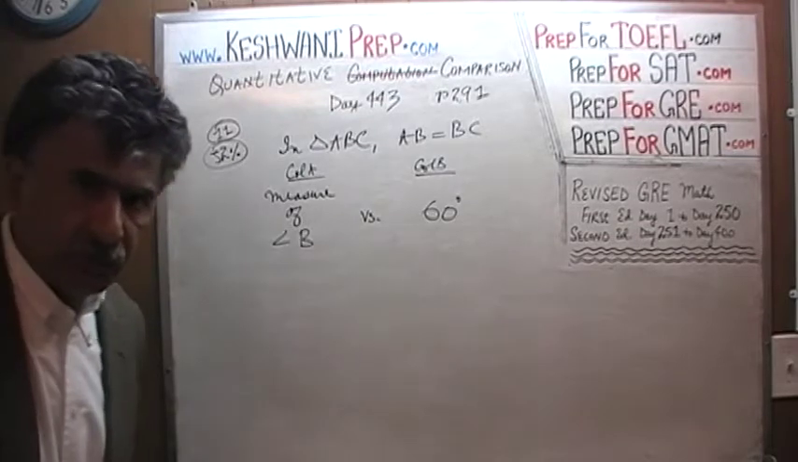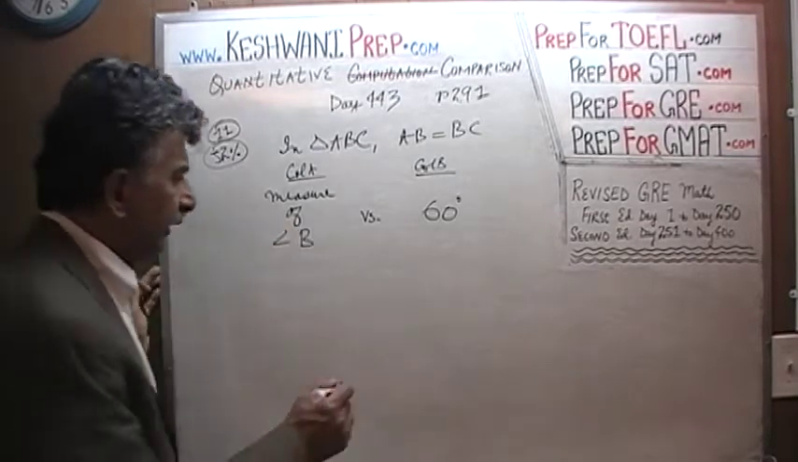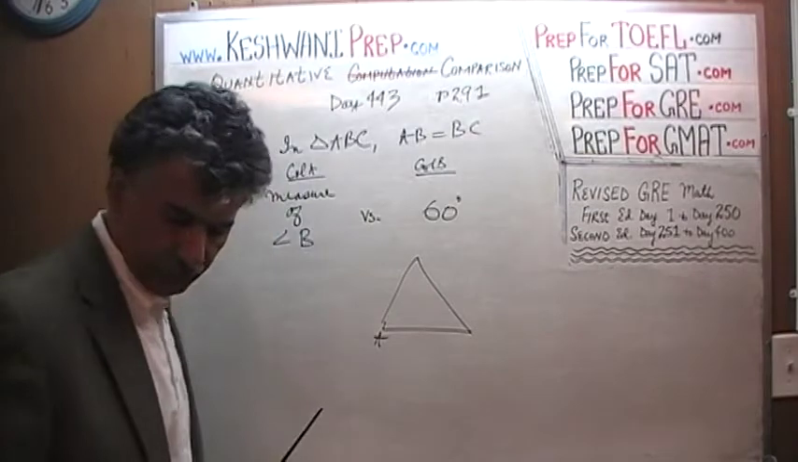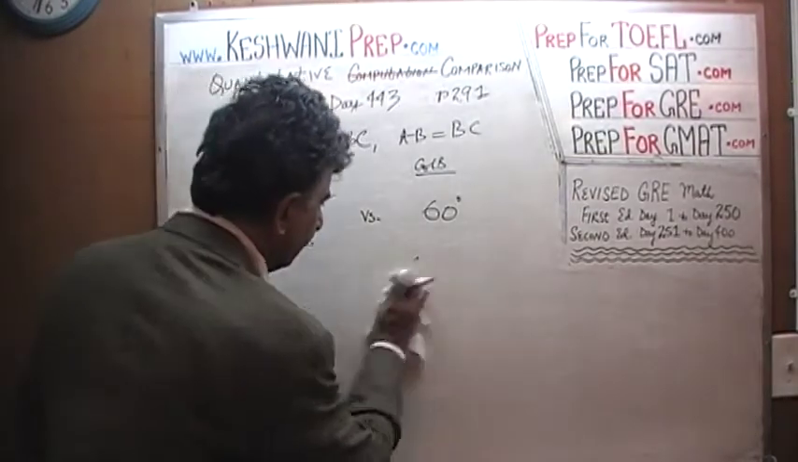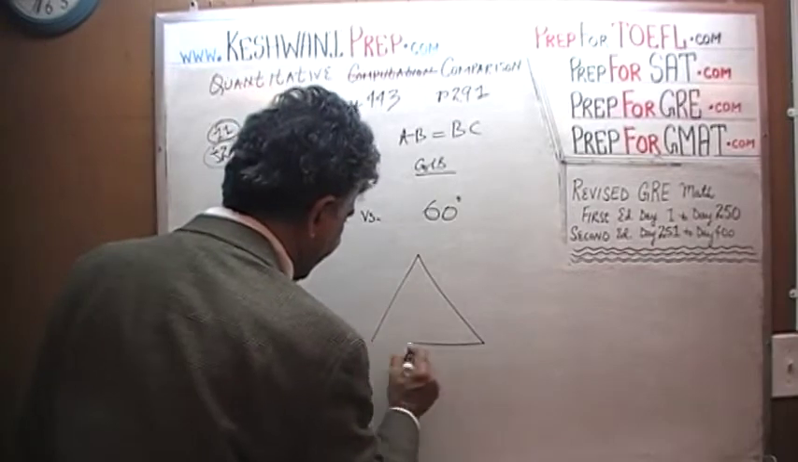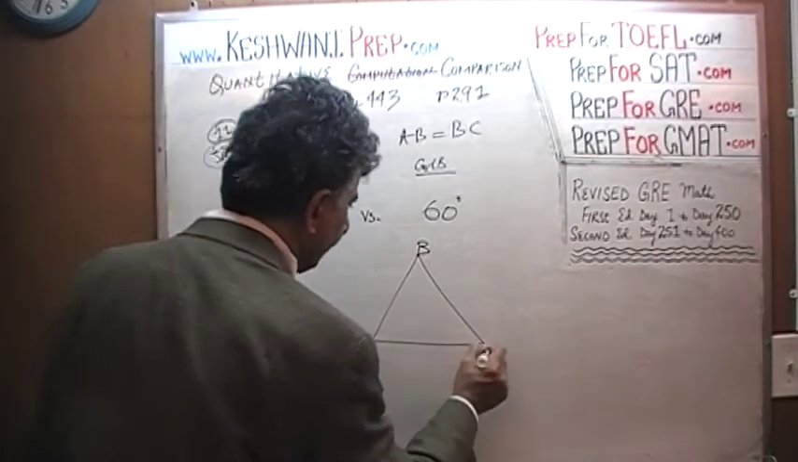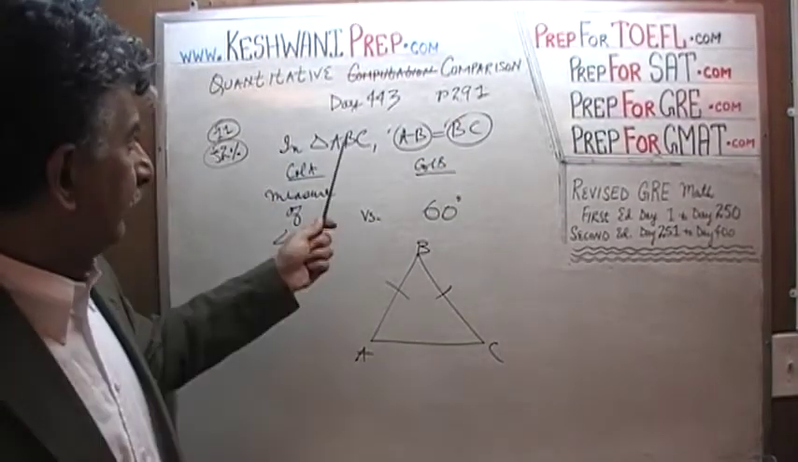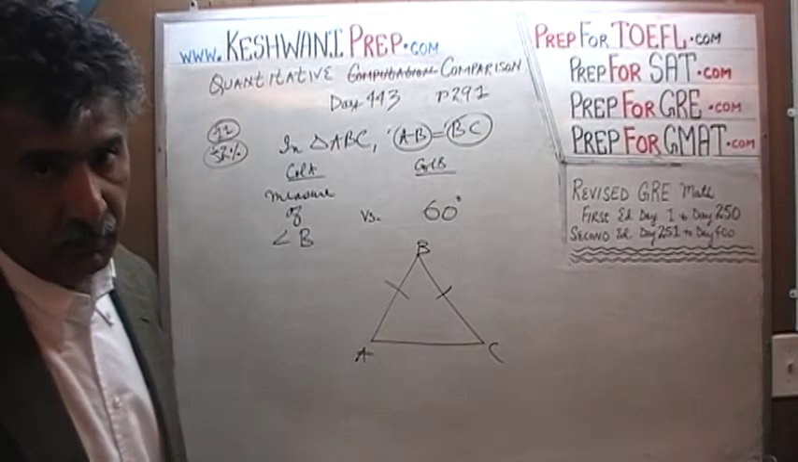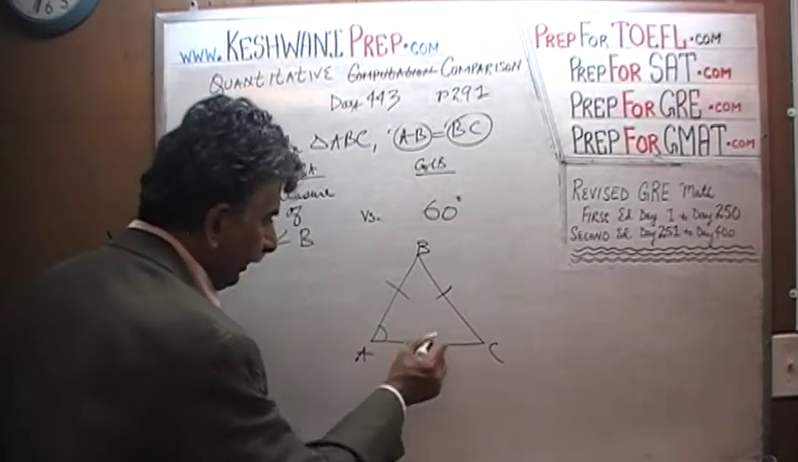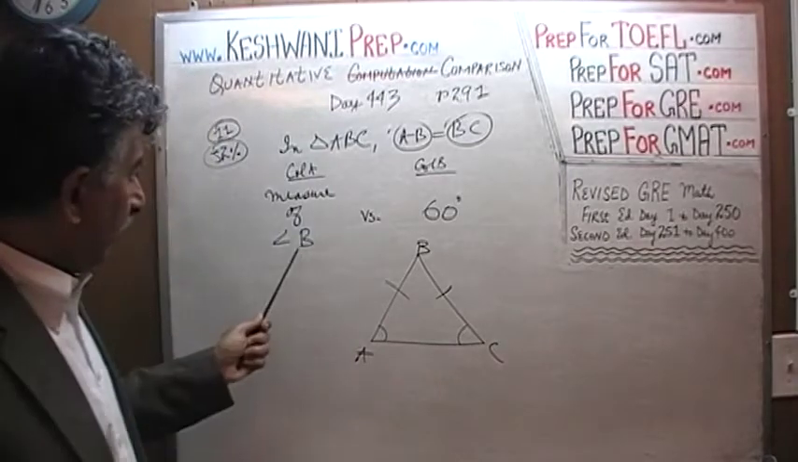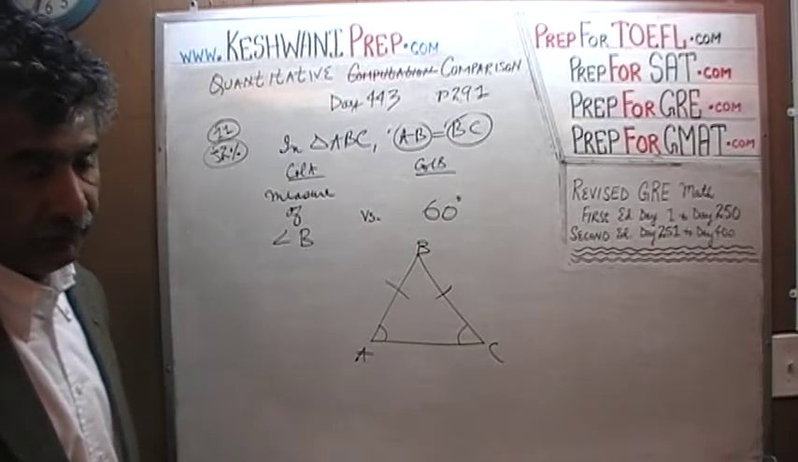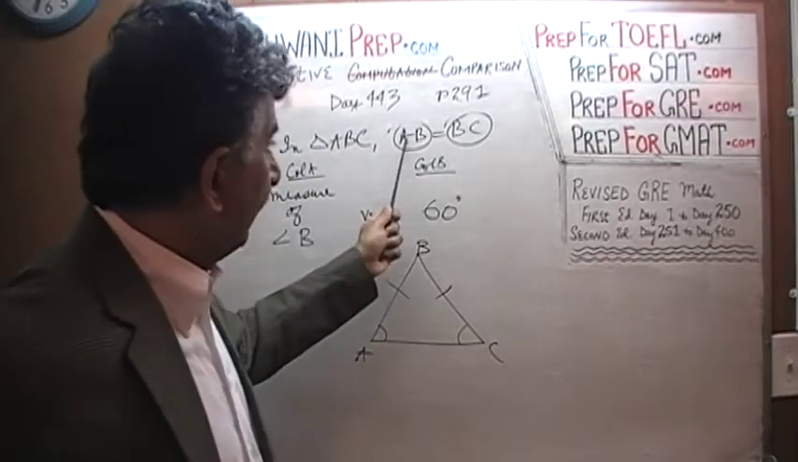So first, let's draw the triangle. Here's our triangle ABC. We are told that AB equals BC. In other words, what we're dealing with here is an isosceles triangle. If it's an isosceles triangle, then angle A has to equal angle C. What we're being asked to compare is angle B versus 60. Well, let's go through all the possible scenarios. The requirement here is that it has to be an isosceles triangle.